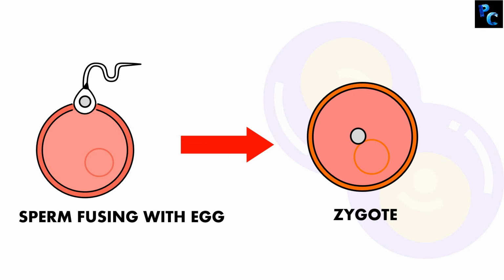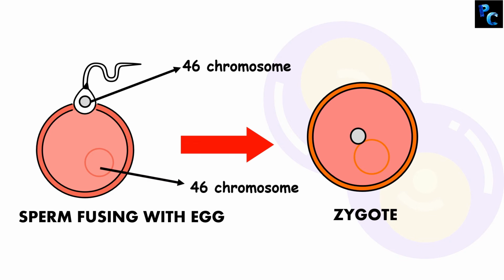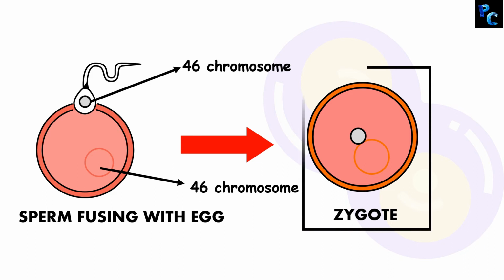So the sperm and the egg have to fuse. Now I have told you that humans are diploid. That is, they have 46 chromosomes. So if the sperm has 46 chromosomes and if the egg also has 46 chromosomes, the new cell, that is the zygote, will have 46 plus 46, that is 92 chromosomes. But I have told you that the number of chromosomes needs to be fixed for an organism. Then how to fuse 2 cells and have the same chromosome number?